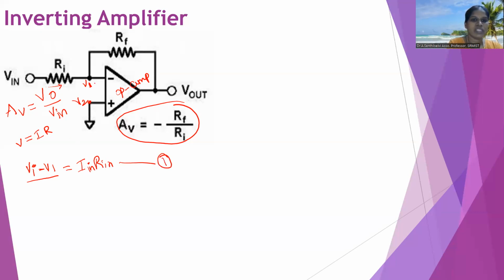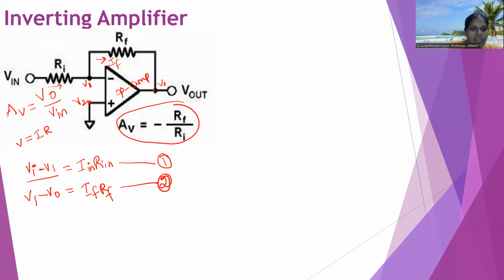Next, if you look at the output side, here V out. On the output side, V1 minus V out equal to, the current flowing here is I F, so I F into R F. This is equation 2.